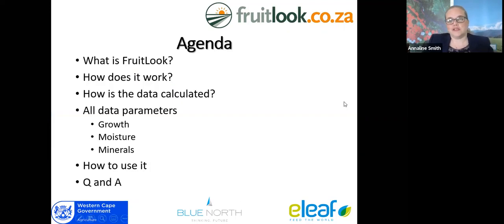Here we go. So what we're going to look at today is what exactly is FruitLook, how does it work, how is the data calculated, and then we're going to go through all the parameters. There's about 9 of them, and they're broadly categorized into 3 categories, and then we're going to look at how to use them as well, and then at the end we're just going to have a general Q&A if you have any further questions that I might have missed.